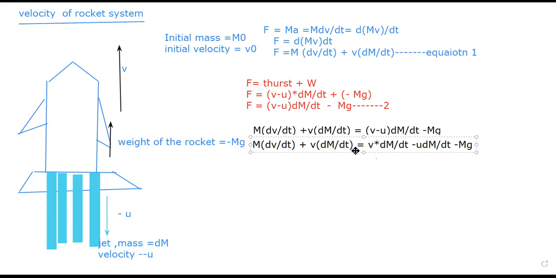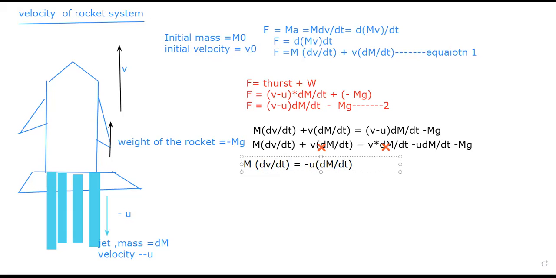Here we have two similar terms: v dm by dt on the left hand side and v dm by dt on the right hand side are cancelled, and the remaining terms are written as they are. The remaining terms are m dv by dt on the left hand side, which is equal to, on the right hand side, we have two terms: minus u dm by dt. I'll put it in the brackets here.